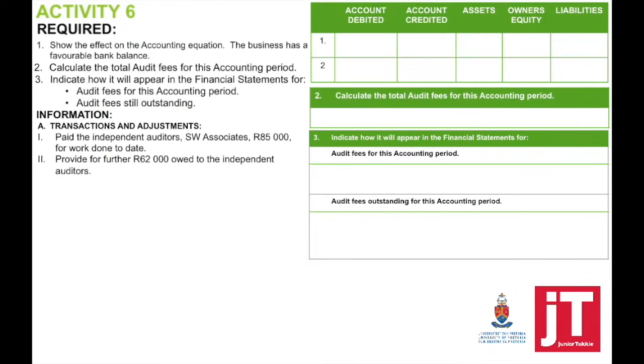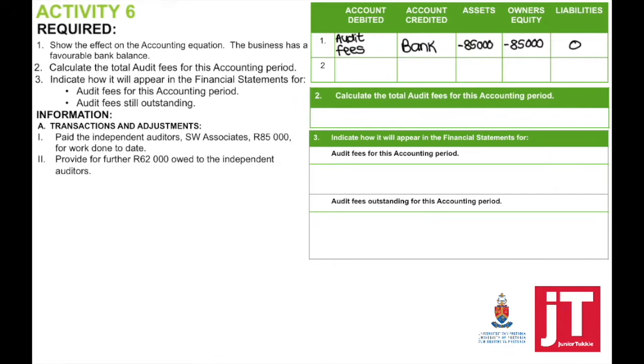Looking at activity 6, what is required? Show the effect on the accounting equation. Calculate the total audit fees for this accounting period and indicate how it will appear in your financial statements. So if I look at the information, number 1, paid the independent auditors $85,000 for work done to date. This means that audit fees is debited, account credited, bank. Assets minus $85,000 and owner's equity minus $85,000.